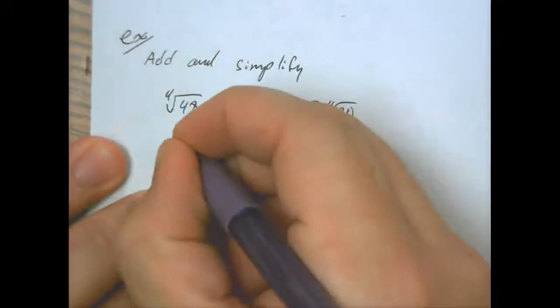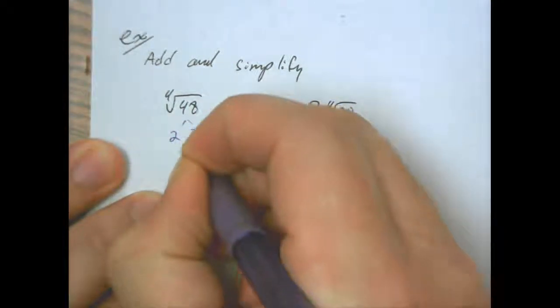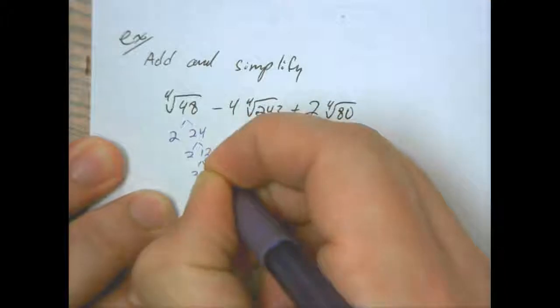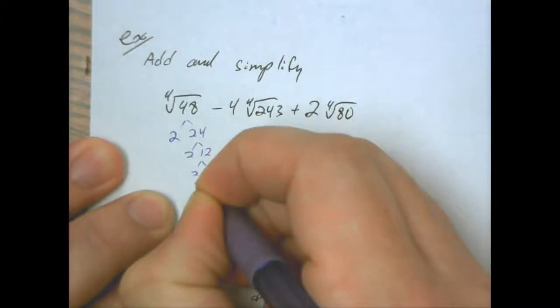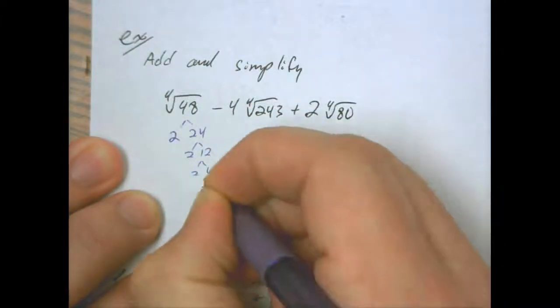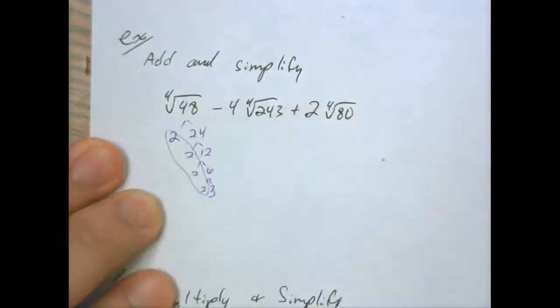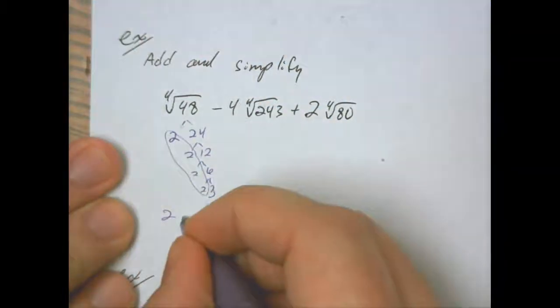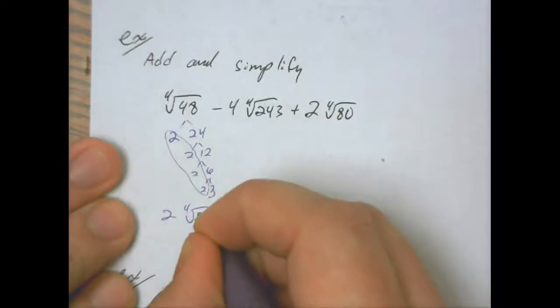48. So we have 2 and 24, 2 and 12, 2 and 6, 2 and 2, 3. 6 is 2 times 3. So pull out a 2, so I'll have 2, 4th root of 3.